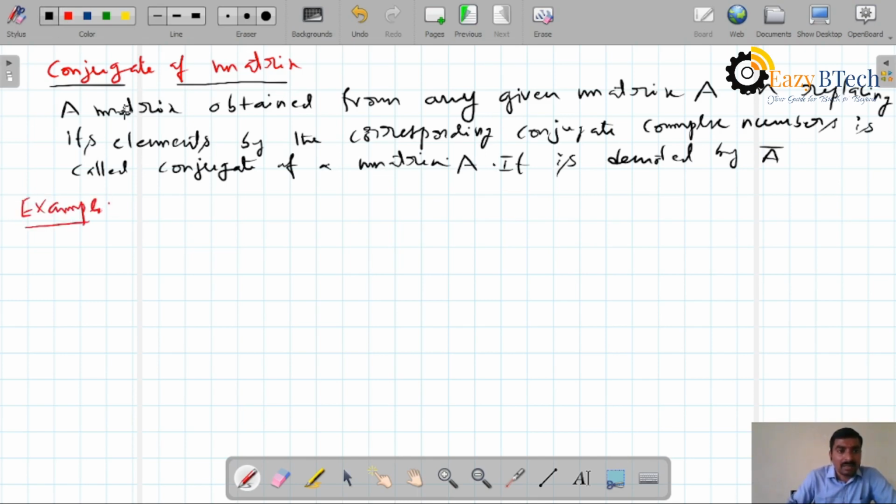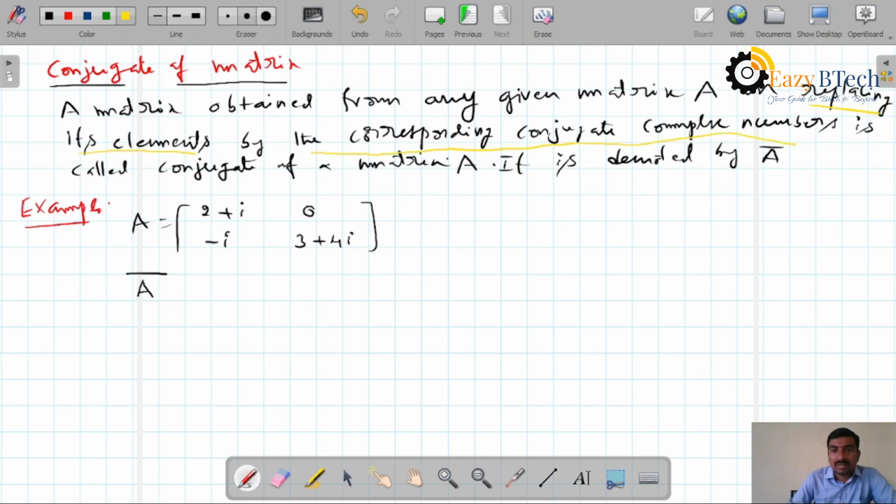Suppose, for example, here I am taking a matrix A equals 2 plus i, 0, minus i, 3 plus 4i. This is the one matrix. It contains some complex numbers and also some real numbers. So I want the conjugate of A. It is denoted by A bar. So according to the definition, replacing its elements by conjugate complex numbers.